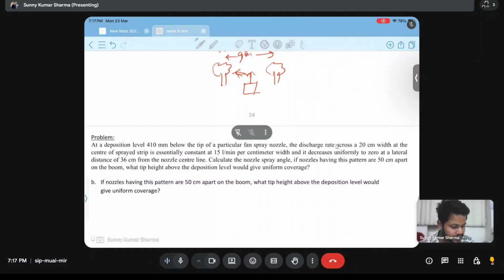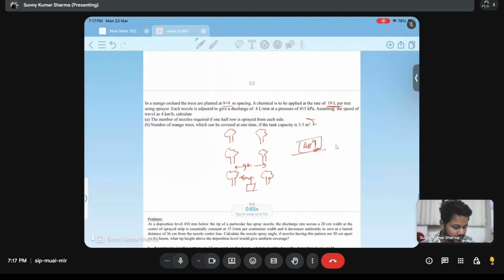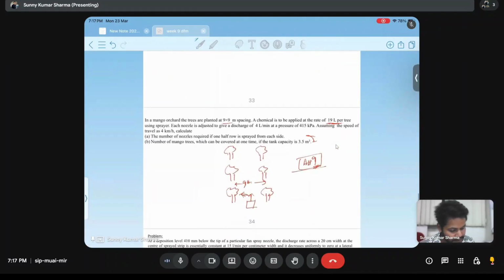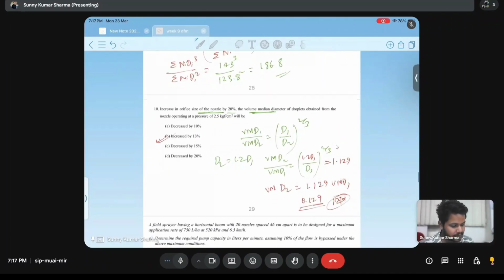I will see what has been done in the lecture and solve this question. In the next class we will discuss week 10. So we are ending our class here. Do you have any doubt from this session?